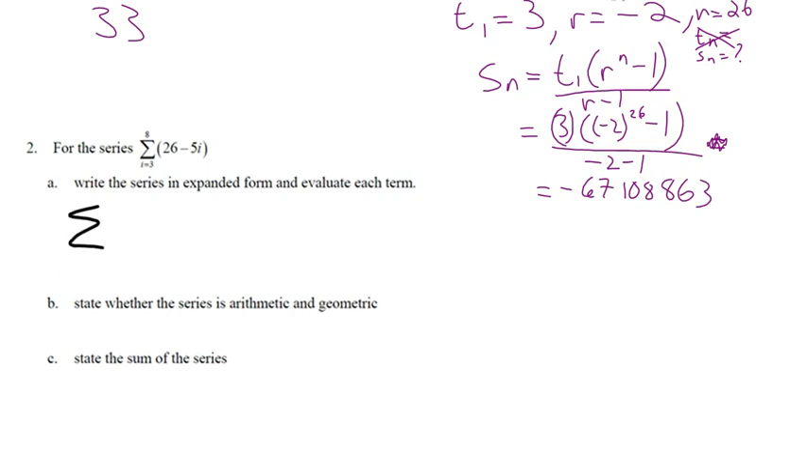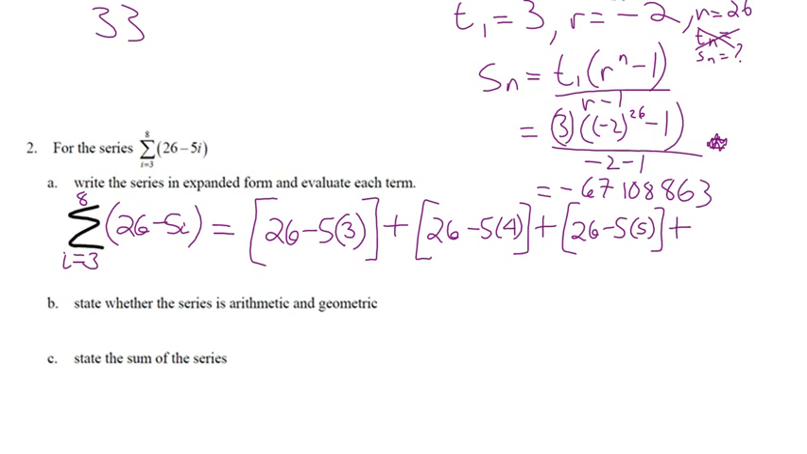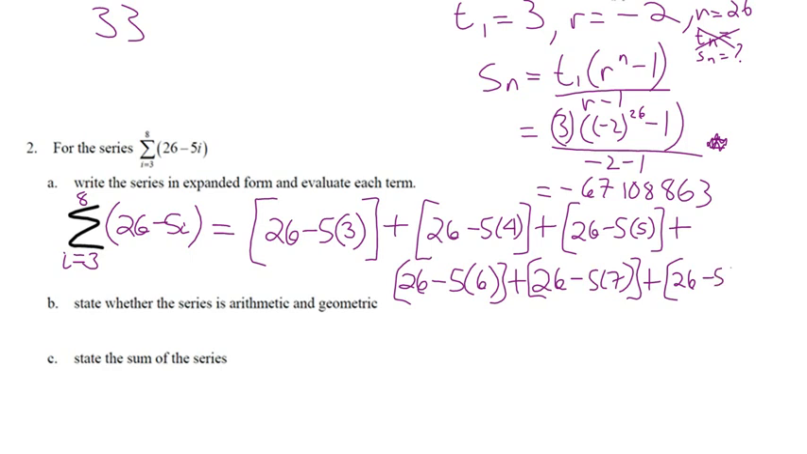The sum from i equals 3 to 8 of 26 minus 5i equals. Okay, what's my first term? 26 minus 5 times what? What does it say? Start with i is 3. Then what does i become? 4. Right. What does i become? 5. And what's next? 6. Then what? Okay, so we start at 3 and we go through to 8.